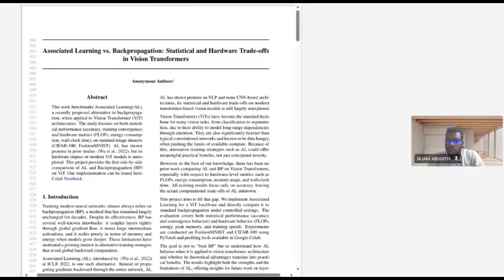Hey everyone. So today we are going to be talking about our project on associated learning versus back propagation in vision transformers. This is pretty interesting stuff because we are basically challenging one of the most fundamental ways that we train our neural networks today. So let me start with some context here.